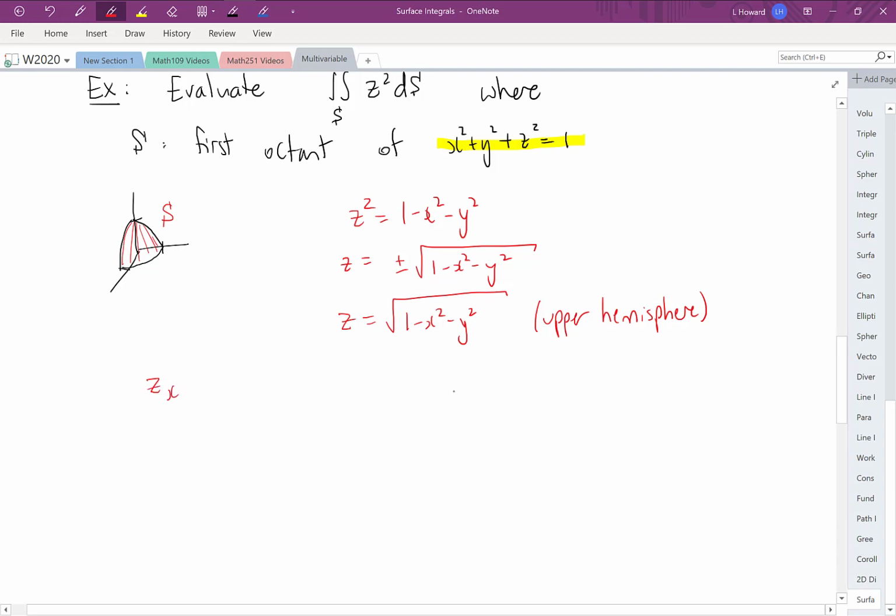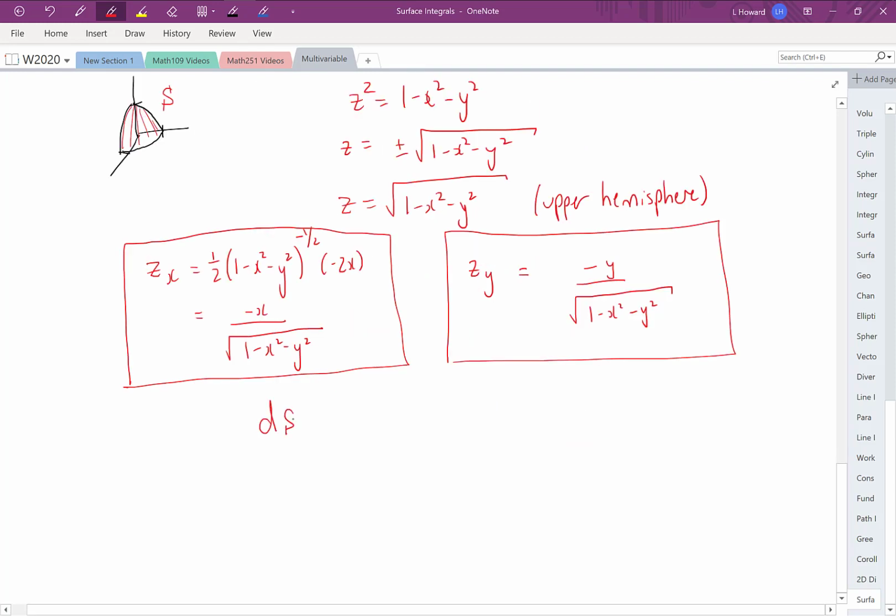So we need z sub x and z sub y. Let's work on z sub x first. According to the chain rule, it will look like 1/2 times (1 minus x squared minus y squared) to the power minus 1/2, and then times the partial derivative of the inside function with respect to x. So that'll be minus 2x. If we rewrite that a little more neatly, that's minus x over the root of 1 minus x squared minus y squared. Now, if we went through the same kind of reasoning for z sub y, we would find z sub y is going to be minus y over that same root.